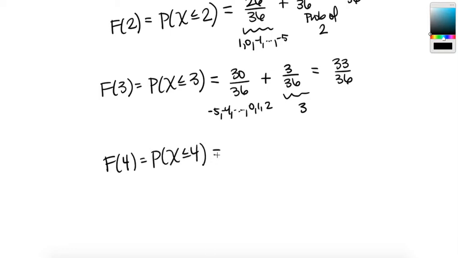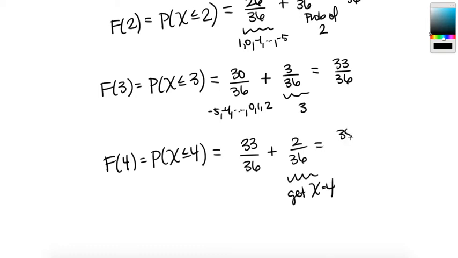Probability that x is less than or equal to 4. Well, that's all of the previous ones. And if we look, the chance of it being 4, x equals 4, is 2 out of 36 chances. So that's 35 out of 36.